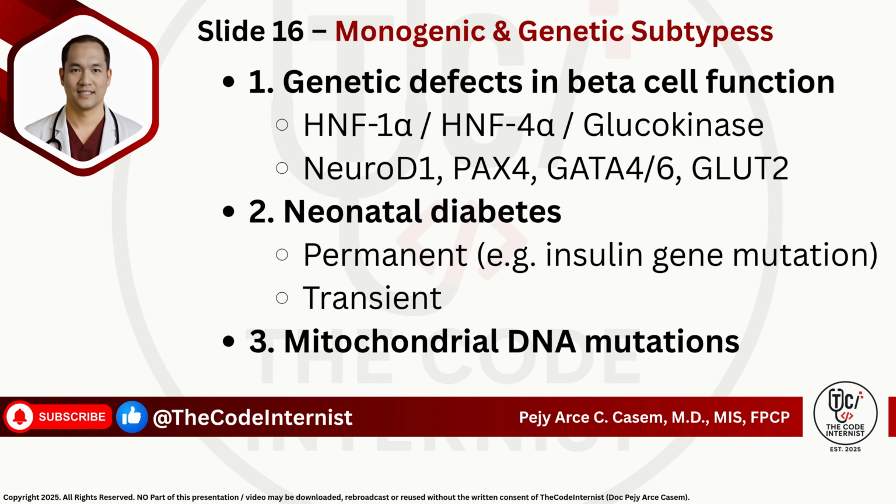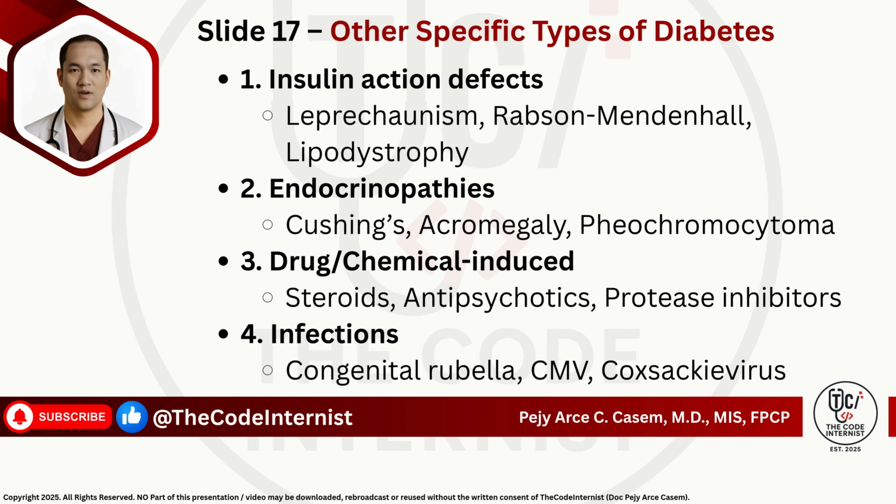Some forms of diabetes are due to mutations in specific genes that affect beta cell development or function. These fall under monogenic diabetes, such as MODY. The most common mutations occur in genes like HNF1 alpha, HNF4 alpha, and glucokinase. In rare cases, mutations in mitochondrial DNA or the insulin gene can cause diabetes in infants, either as a permanent or transient form. There are also rare cases where diabetes is due to defects in insulin action, as seen in syndromes like leprechaunism or lipodystrophy.